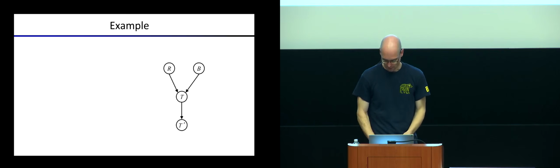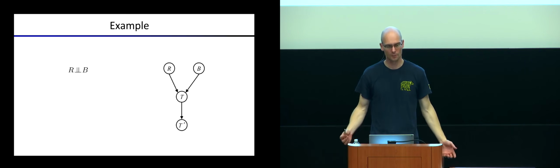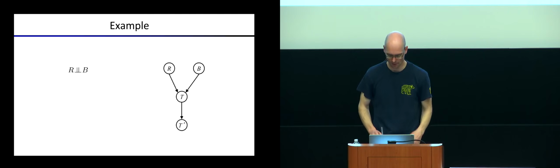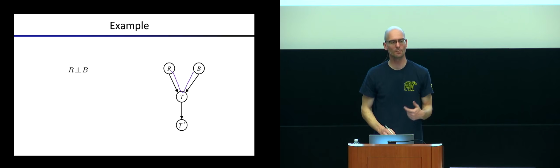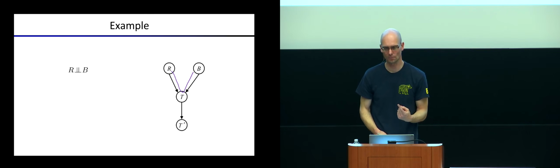Okay, let's do an example. First one, is R independent of B? How do we do this? What's the procedure? First step, we try to find all paths that connect R and B. It's only one path. This is the path. Along that one path, we check all the triples and check whether they're active or inactive. There's only one triple here, so we need to check one triple.